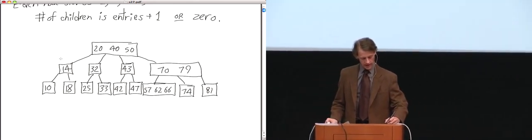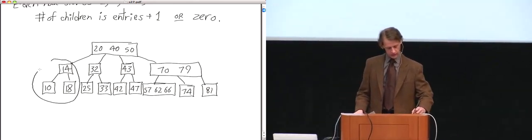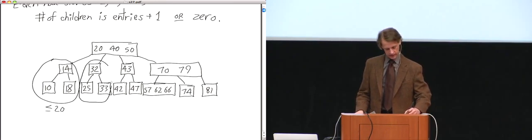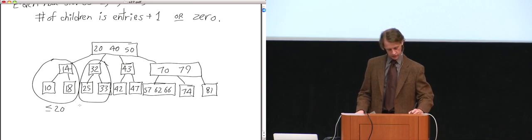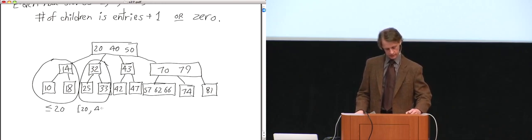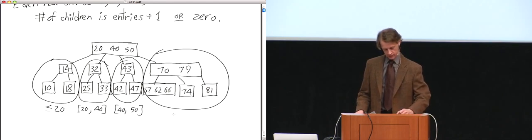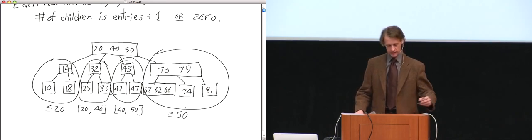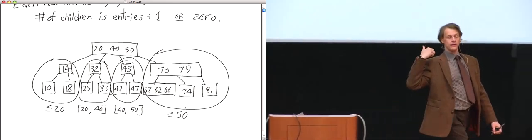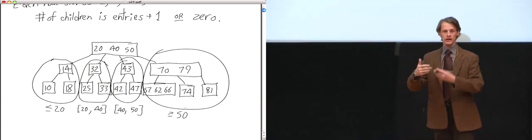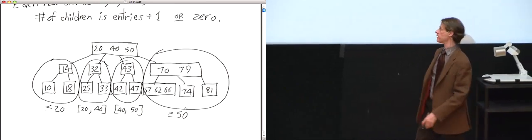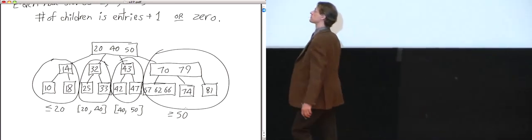So you have this subtree here, which is all keys less than or equal to 20. You have this subtree here, which is all keys that are between 20 and 40. You have the third subtree here, which is all keys that are between 40 and 50. And the last subtree is all keys that are greater than or equal to 50. So the three keys in the root node subdivide the children appropriately, partition the children into different groups.